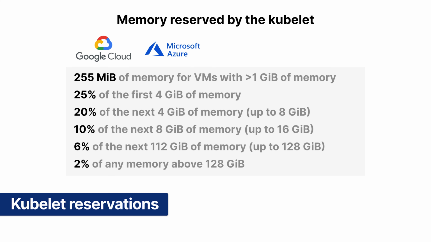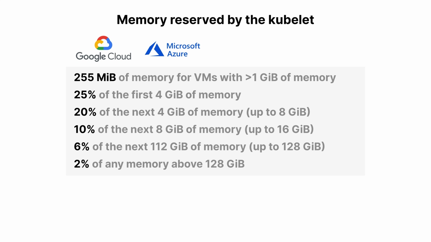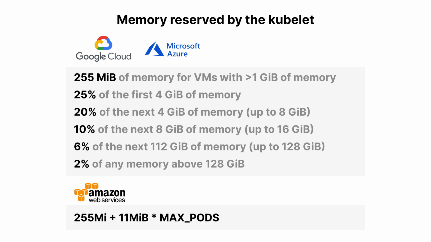But how much memory and CPU is allocated exactly? Things get interesting here, since every cloud provider has a different opinion. In general, reservation for the operating system and eviction threshold are fixed, typically a few hundred megabytes each. Reservation for the kubelet is more complex, since it depends on the instance type. Here is an example of the memory reservation in GCP and Azure. AWS follows an entirely different formula.